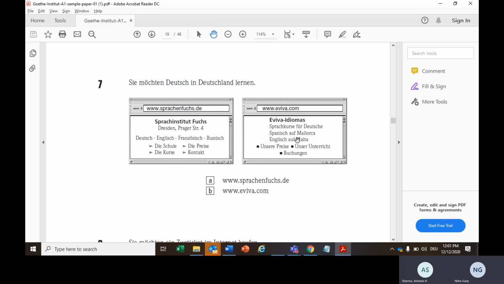A is basically the correct answer, and it's not about the online and offline course. The question is you want to learn German in Germany. Dresden is in Germany, right? So obviously you will go with this answer, because here they haven't mentioned any address. Either it can be online, offline, no matter what. But since we have the address here, we will definitely go for this one. Correct.